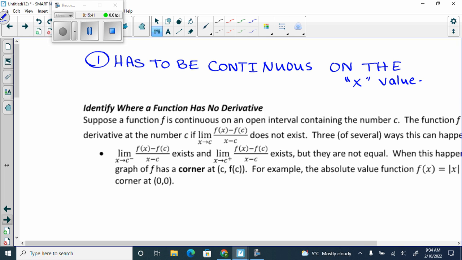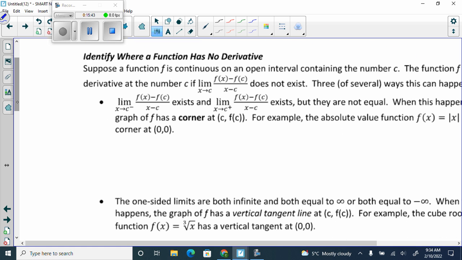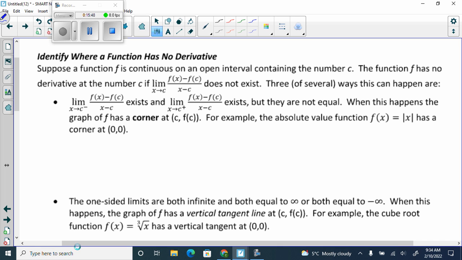So there are other reasons. I bulleted them. You can write a 1 beside, a 2, and a 3 if you'd really like to. It doesn't matter. So suppose a function is continuous. See? Right there. It has to be continuous before I even go to these 3 bullets. Do you see that? If the function's not continuous, it's done. I don't even really care. It's not differentiable. So the key thing is it has to be continuous to be differentiable.